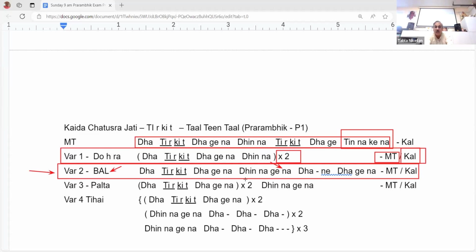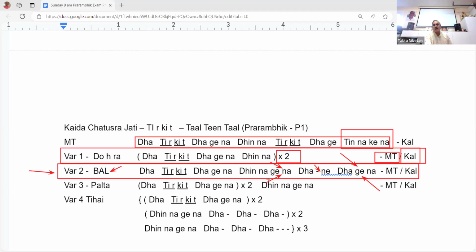Dha te rakita dha ge na dhinna ge dha a ne, and again this pause, the a ne, will make your life a little difficult. And the last phrase is also 3 syllables. So starting from this section, then na ge na, until you reach here, it's all tricky. It's not simple, so just pay attention. Again, 1, 2, ready, go.